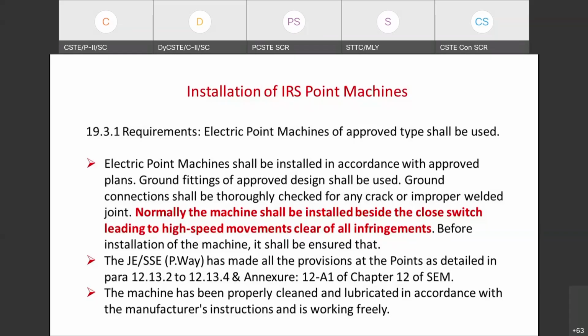That means, as a thumb rule, we can say that the point machine should be fixed with respect to the layout. If the layout is LH, I have to fix the machine LH, duly ensuring that it is not infringing other lines. So as a thumb rule, the point machine should be fixed with respect to the layout of the point. If it is LH layout, the point machine will be fixed on the LH side, and if it is RH layout, the machine should be fixed on the RH side.